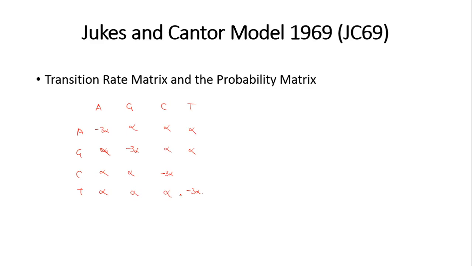From this transition matrix, what we have to do is derive another matrix called the probability matrix. The point of deriving this probability matrix is that we need to figure out how we correlate this transition with respect to time. Therefore, deriving the substitution probability matrix gives you the probability of any nucleotide to change into any other nucleotide for a specified time interval. Okay, so what we are supposed to do is generate something called the probability matrix.